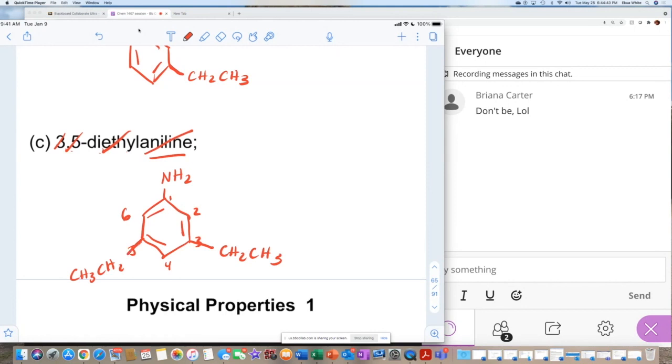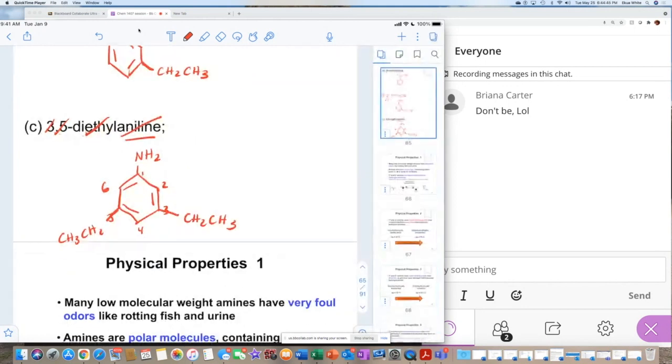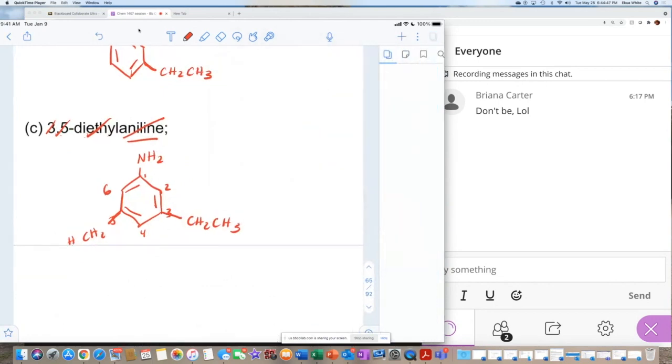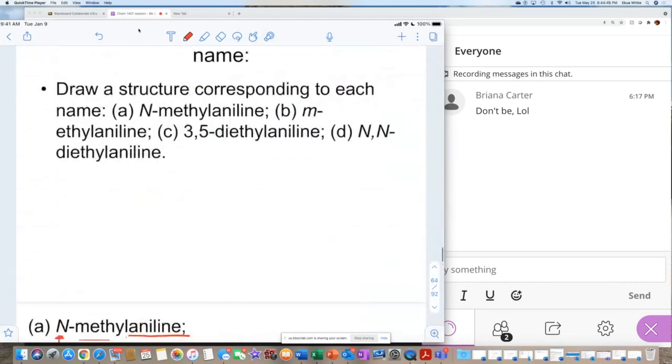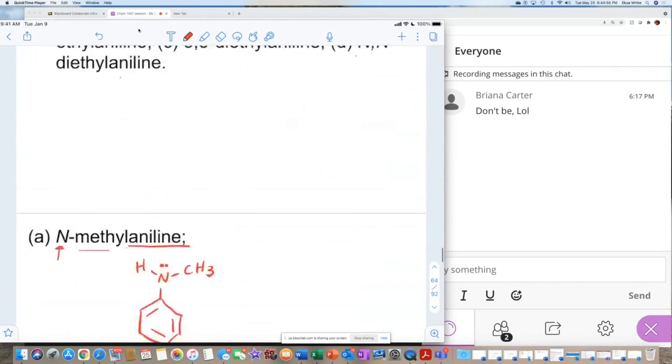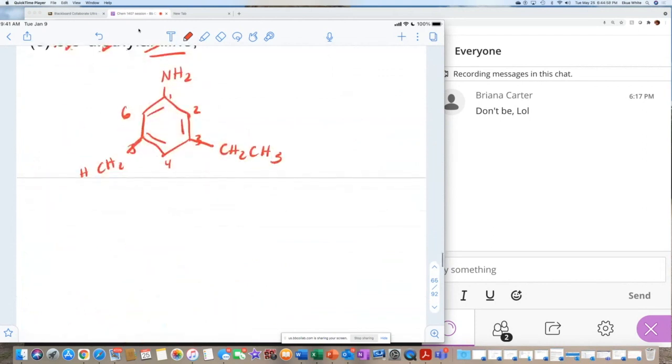Then I have one more structure, so I need to add a page here. I'm trying to be linear. This one here is N,N-diethylaniline. Okay, so I have to write that one down. N,N-diethylaniline.